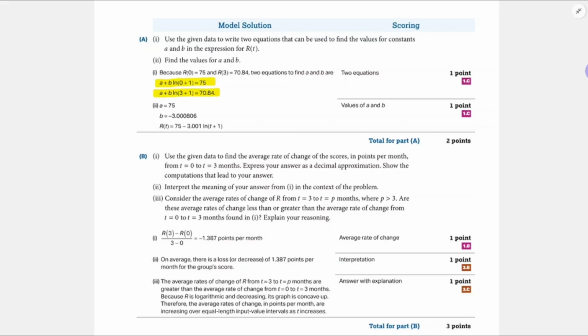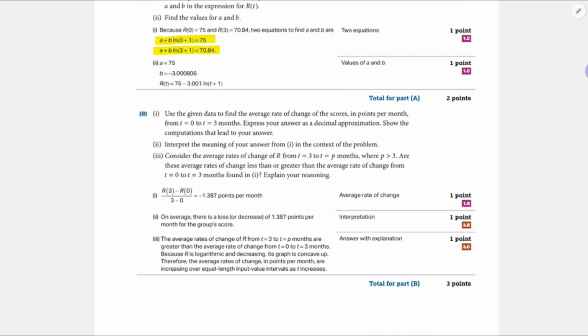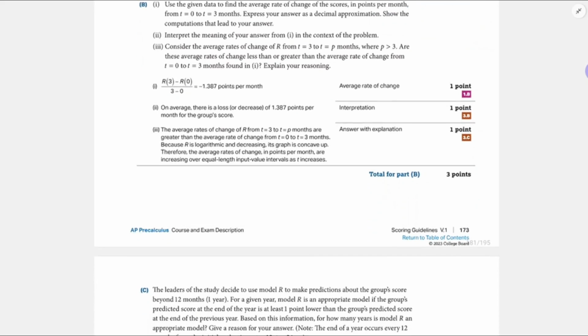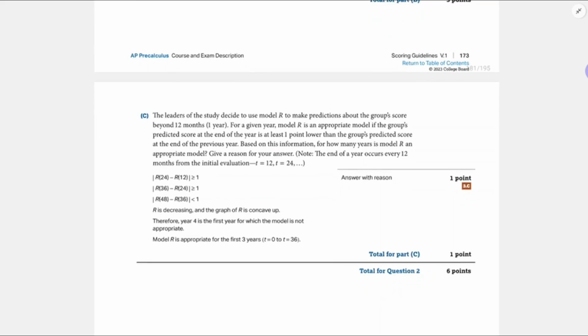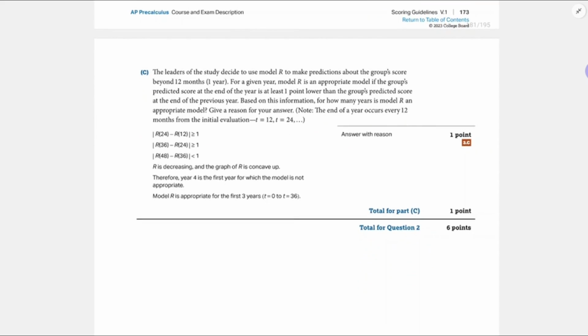B is, okay, 1 point for the average rate of change, negative 1.387 points per month, 1 point for the interpretation, and the answer with the explanation, okay: average rates of change of r from t equals 3 to t equals p are greater than the average rates of change from 0 to 3 because r is logarithmic and decreasing, the graph is concave up, therefore the average rate of change in points per month is increasing. Yeah, rates of change increasing because of the concavity. All right, and 1 point for that answer with the explanation. But not really any detail about what kind of explanations hit that mark and what don't.